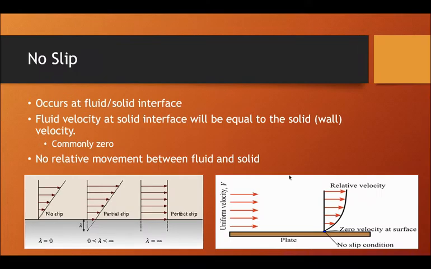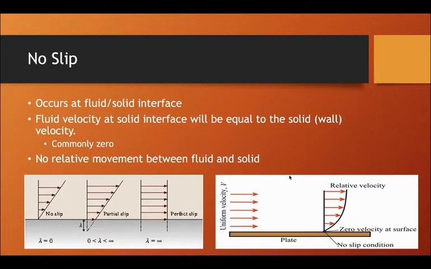So the first one we can discuss is the no-slip boundary condition, which occurs at a fluid-solid interface and essentially just states that the velocity of the fluid is going to have to be equal to the velocity of the solid at the interface. This is because, as the name suggests, the fluid particles aren't going to slip at that solid interface.